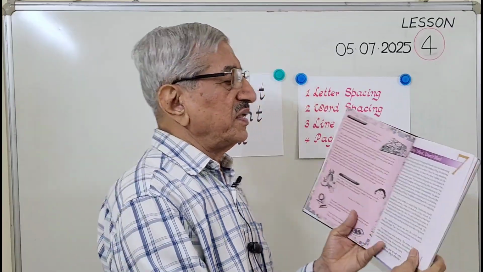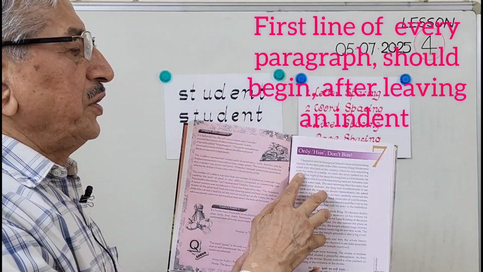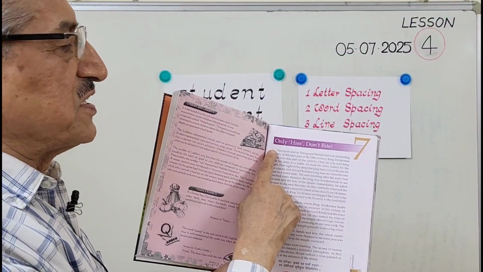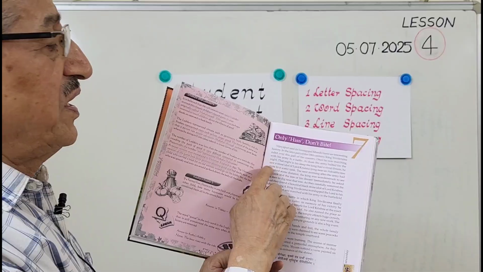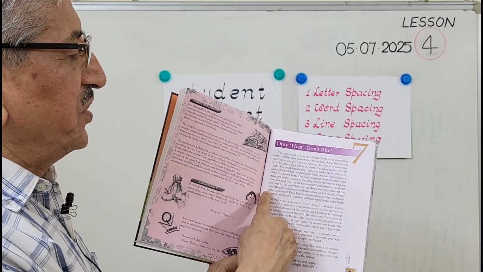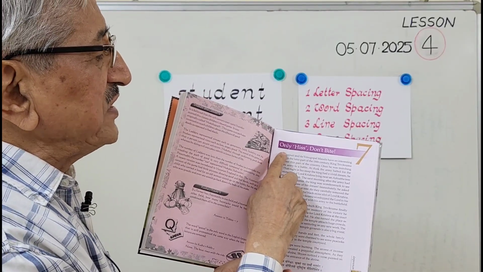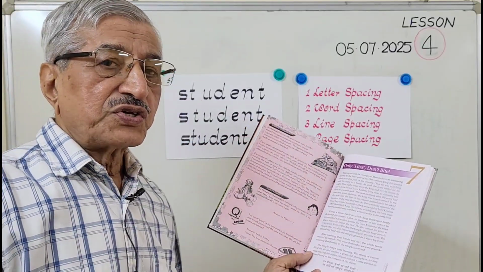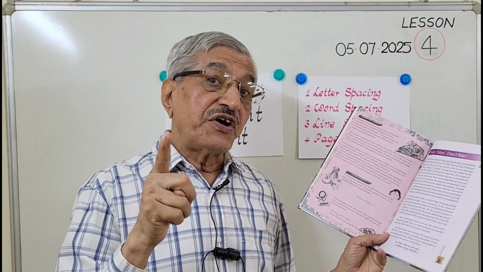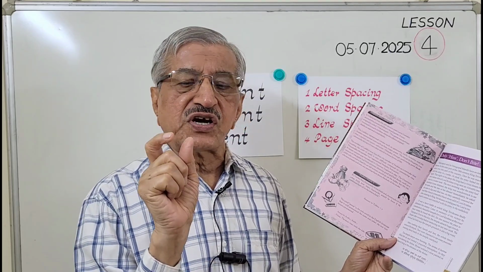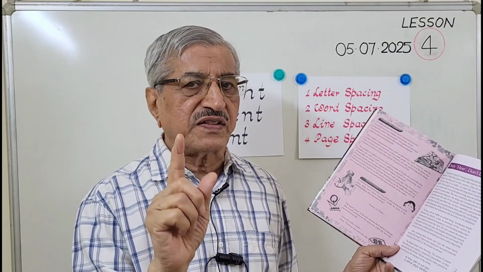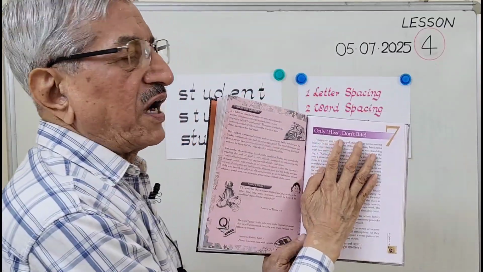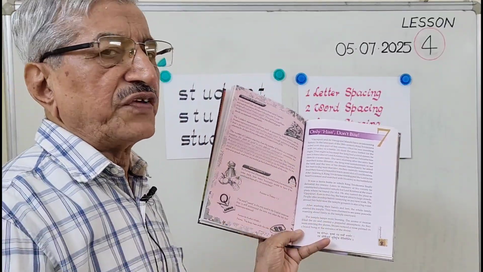Now I will come to another important thing. Look here. This is the first paragraph. Observe where the first line has started, there is a gap. All the other lines have started uniformly, but in the first line there is a gap, and this gap is called an indent. So the first line in every paragraph should be started with a small gap, which is called an indent. Remember.